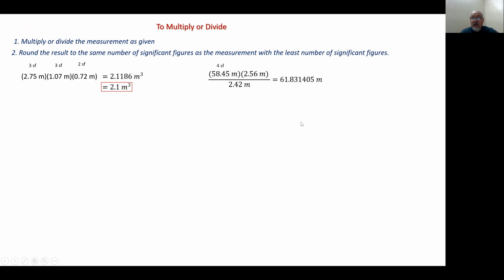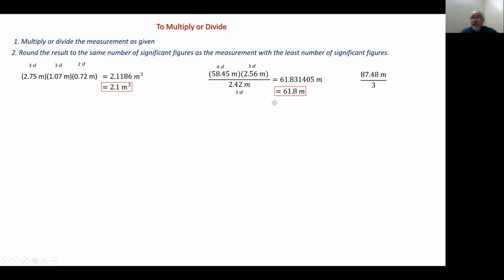For example, right here, let's look for significant figures. 4 significant figures, 3 significant figures, 3. What is the least one? 3. So it's gonna be in this way equal to 61.8 meters.